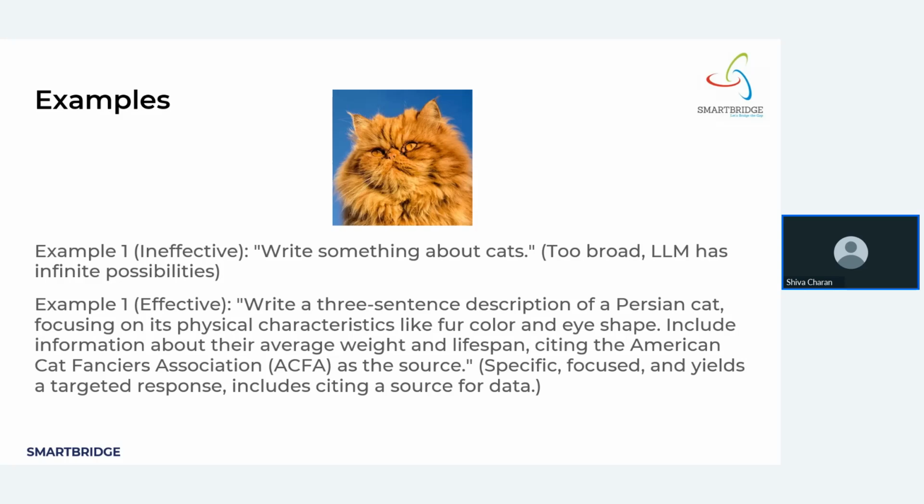So what is an effective example? Write a 3-sentence description of a Persian cat, focusing on its physical characteristics like fur, color, eye shape. Include the information about their average weight, lifespan, citing the American Cat Fanciers Association as the source. If you see this particular prompt, how clearly each and every detail has been mentioned, very specific. Correct. So if you want to try this prompt, you can try it also.